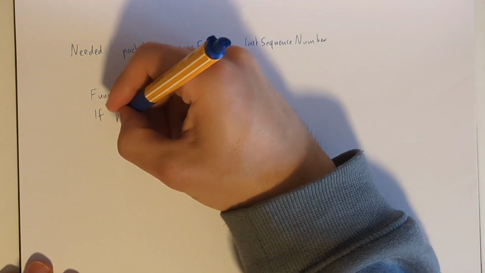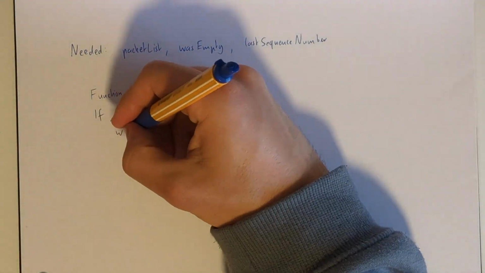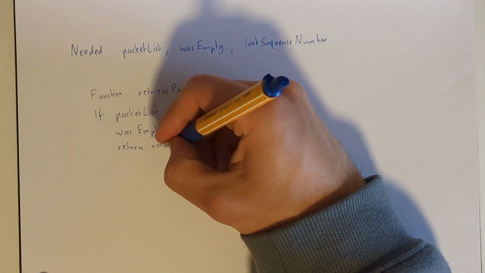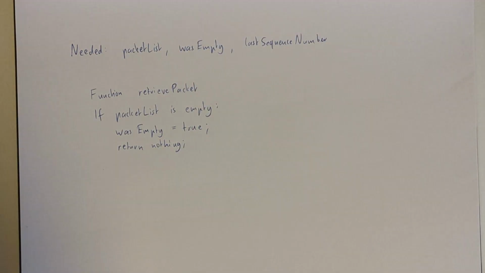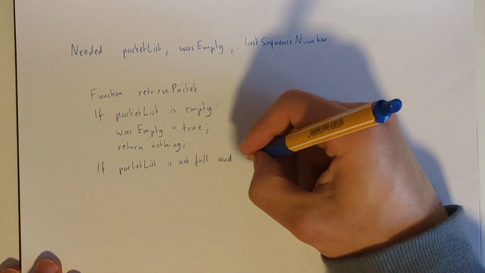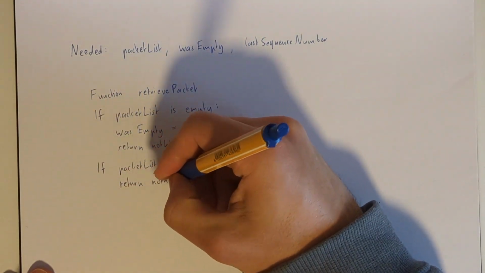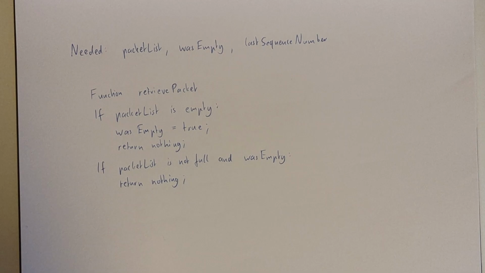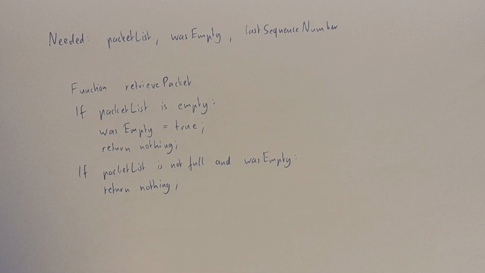To start our method off, we're gonna add a check to see if the list is currently empty. If it is, we set wasEmpty to true and return nothing to the receiver, as there is literally nothing to return. You'll understand why wasEmpty is set to true here a little bit later, I think. Secondly, we're going to check if wasEmpty is true and if the list is not full yet. In that case, we just return nothing. This is gonna make sure that we actually wait until our list is full to start handing packets to the receiver, since we want to delay them artificially, as explained before.